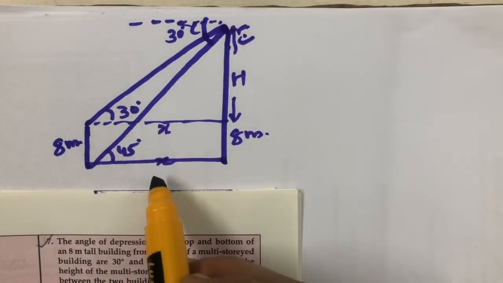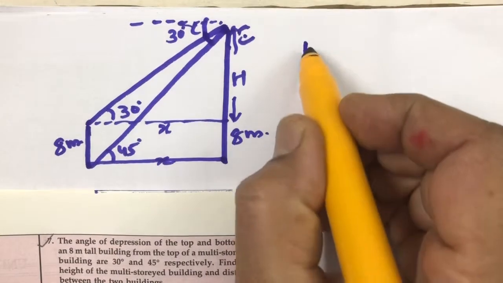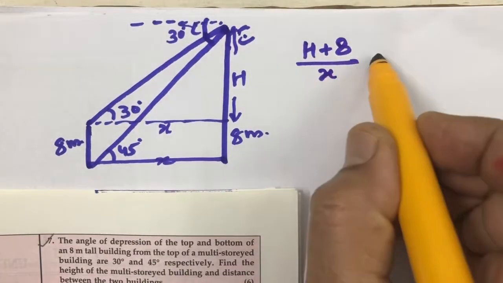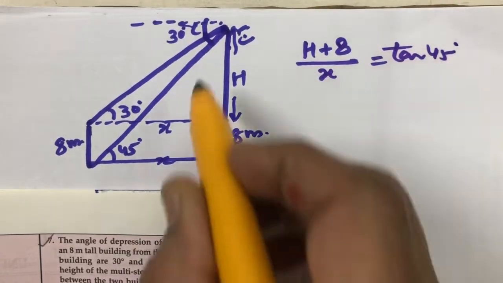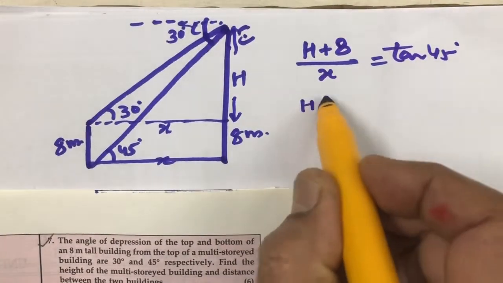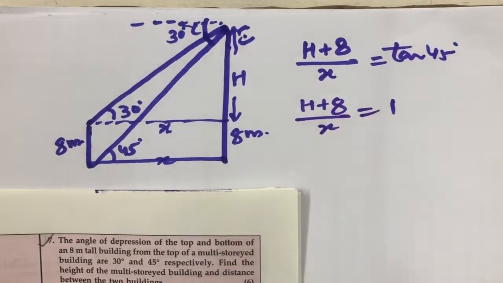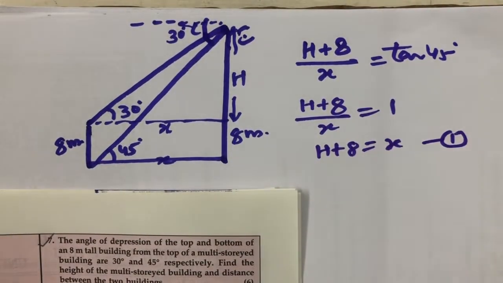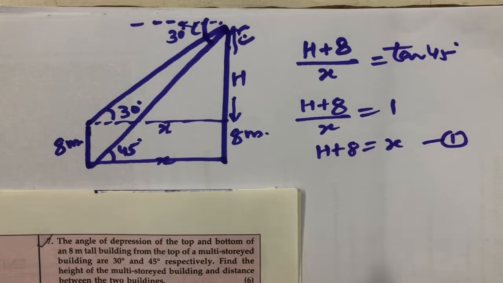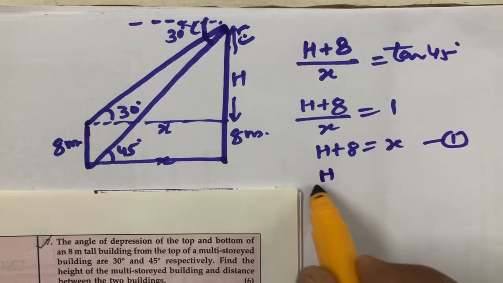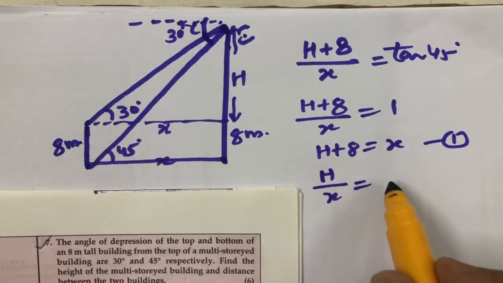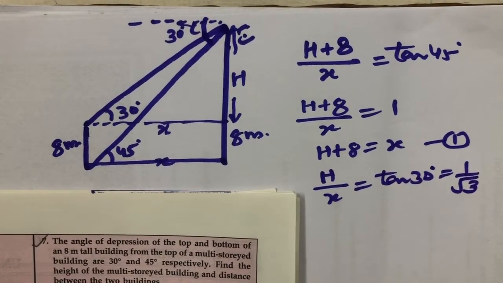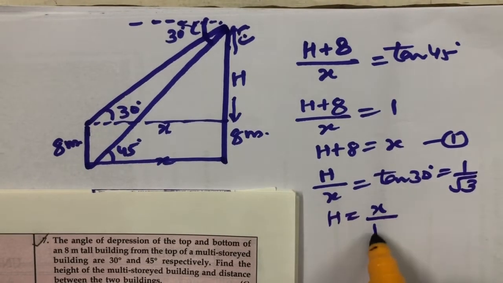So first we start by calculating x. So h plus 8, this is perpendicular, divided by base equals tan 45 in this bigger triangle. h plus 8 equals 1 times x, and hence h plus 8 is nothing but x. This is equation number 1. Now the second equation: h upon x equals, in this triangle, tan 30. Tan 30 means 1 by root 3. That is, h equals x divided by root 3.